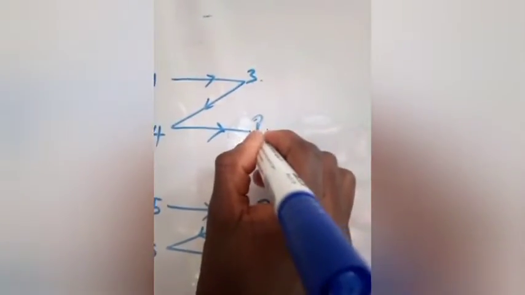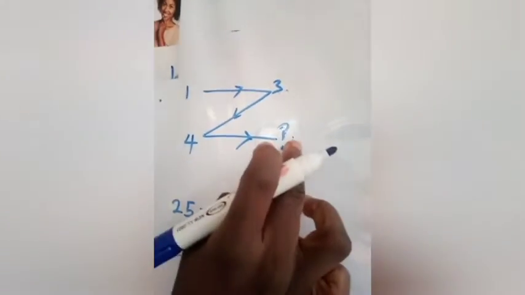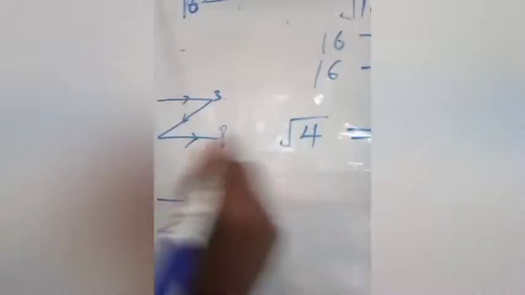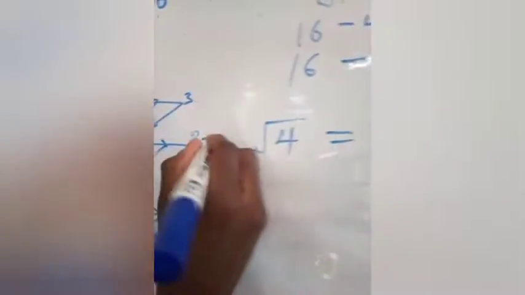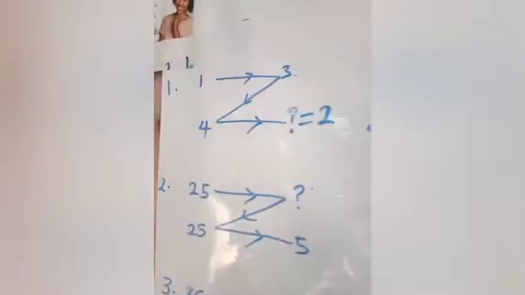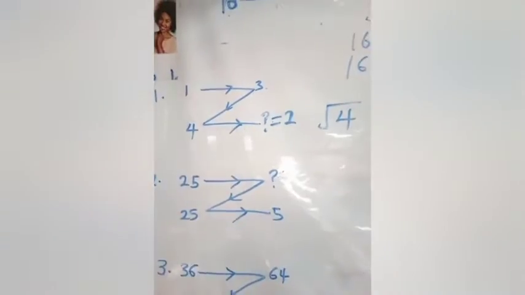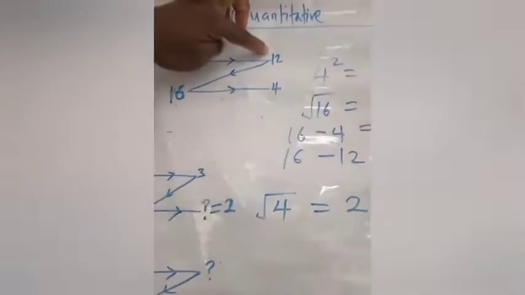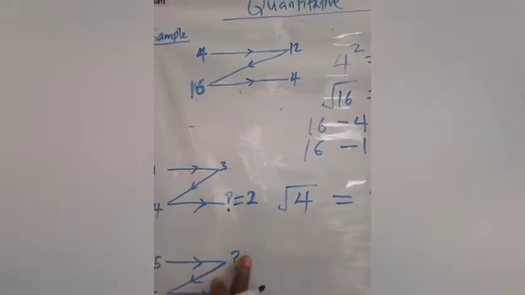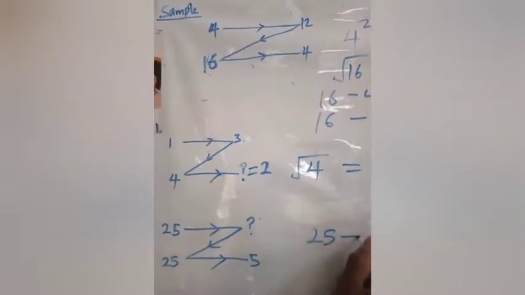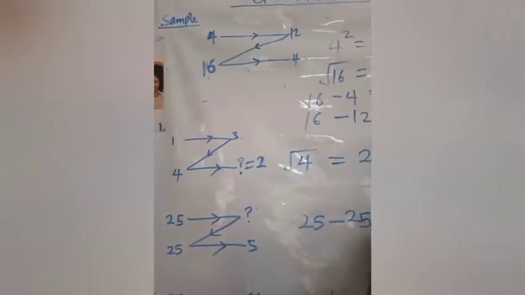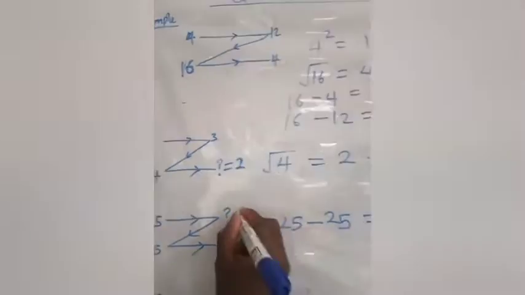The first question, question 1. We are told to solve for the value here. So, to solve for the value here, say the square root of 4. The square root of 4 gives us 2. So our answer here is 2. Question 2. To obtain the value here, like I said, to obtain 12 here, we said 16 minus 4 gives us 12. So to obtain the value here, it's 25 minus 25, which gives us 0.